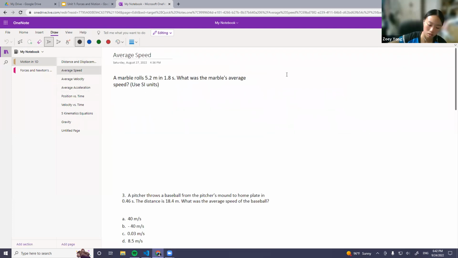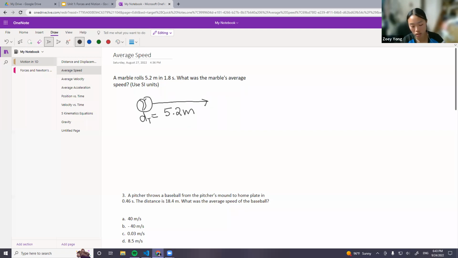Okay, so a marble rolls 5.2 meters in 1.8 seconds. What was the marble's average speed? So always, my tip to you is to draw a picture. So you have a marble. Okay, that's an odd looking marble, but moving on. And it goes 5.2 meters. And so this is going to be distance traveled, right? So dt equals 5.2 meters.